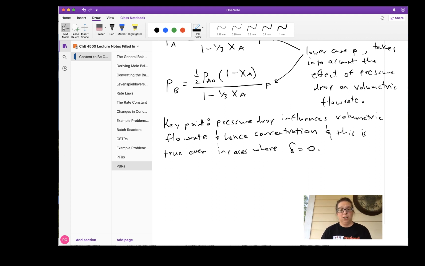In the next lecture, we'll actually go through and enter these equations into Python and solve this problem involving these coupled ODEs.